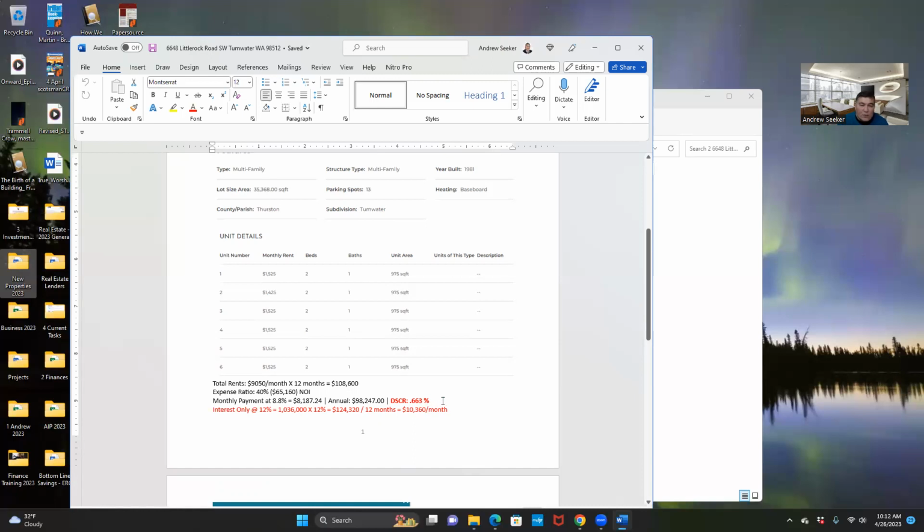I need at least 1.25 to meet the ratio, right? So we're way below that. So automatically, I tell myself, nope, I would not buy this property, not based on these numbers. Once again, I know I kind of talked you through this. We went through this real slowly.